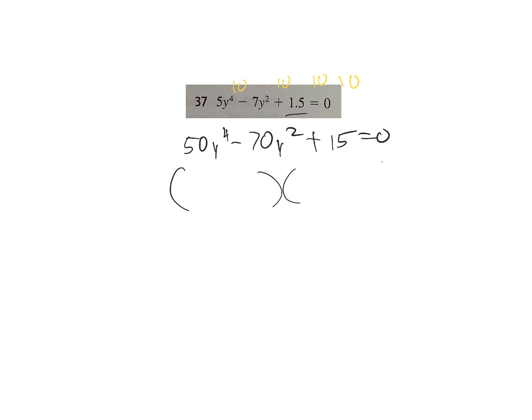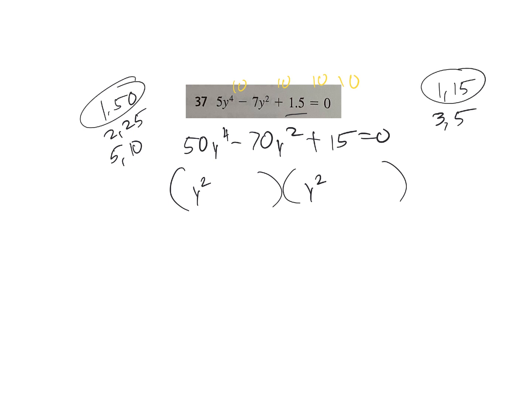So you're going to have y squared and y squared at this point, but factors of 50 and factors of 15. So 1 and 50, 2 and 25, 5 and 10, okay, and then you have 1 and 15, and 3 and 5. So you've got to get 70 out of this, all right? 1 and 50 and 1 and 15, that's the closest you're going to get is 65. So we've got to try some different things here.